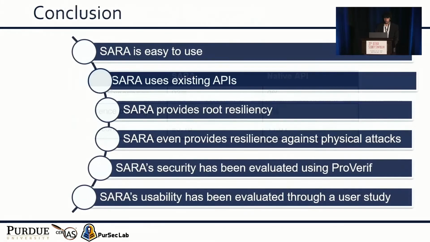So in conclusion, we made SARA easy to use, and we made sure that it uses existing APIs so we can use it on all existing Android devices. And we also made sure that it provides root resiliency in case of OS compromise. We made sure that it even had some sort of resiliency against physical attacks, where the accomplice was present and had access to the phone in a sporadic manner. We also evaluated SARA's security using ProVerif. And lastly, we did a user study to evaluate its usability.